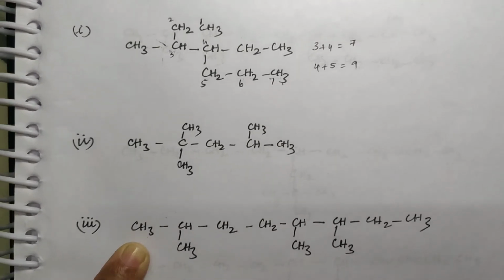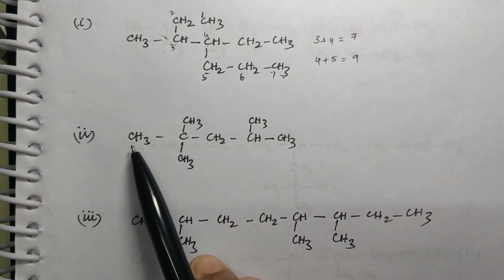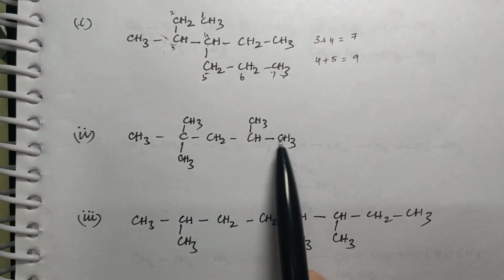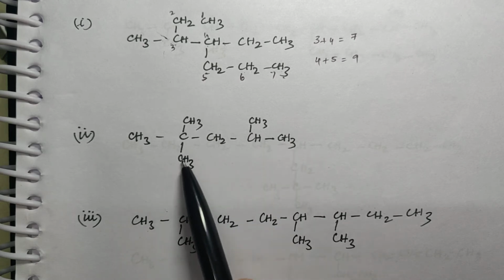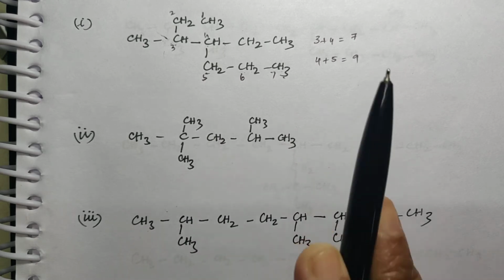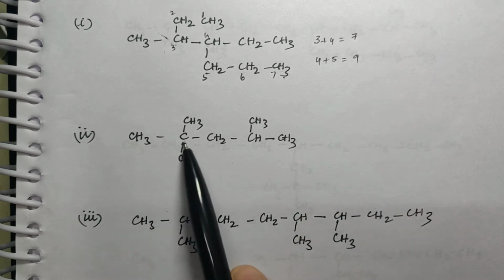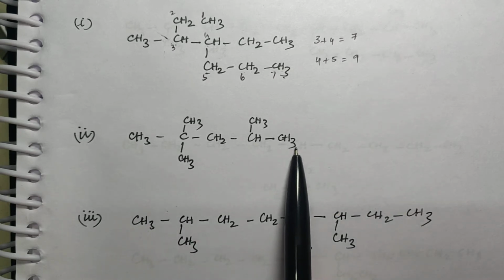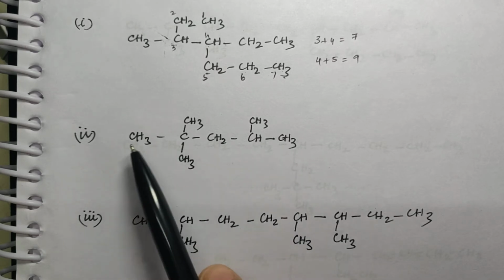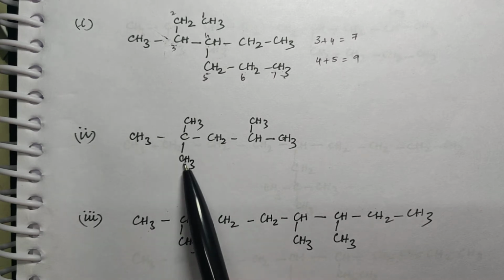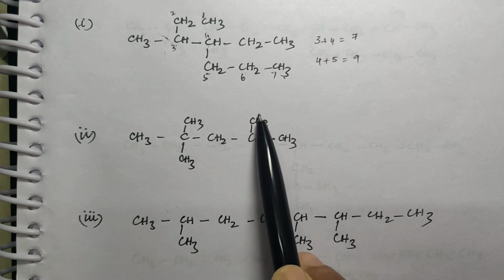Now let's come to the next one. It is 1, 2, 3, 4, 5. 1, 2, 3, 4, 5. So either way, 1, 2, 3, 4, 5. So it's 5 only. Okay. Longest chain is 5. Now let us take this one. Now the question is from where you have to number, from this end or from this end. Now if you number from this end, you are having at the second position 2 branches. Then at the fourth position 1 branch.